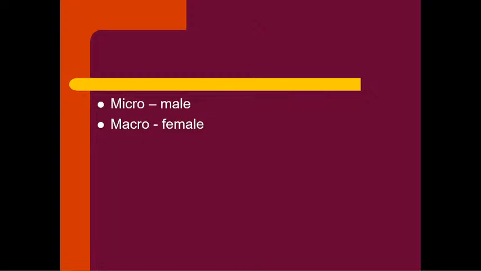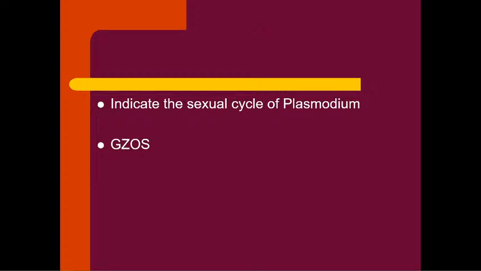Tama. Alright? Now, what happens in the sexual life cycle of Plasmodium? So for Plasmodium, they would go into a different life cycle. They have the sexual life cycle. They will start as gametocytes, of course.